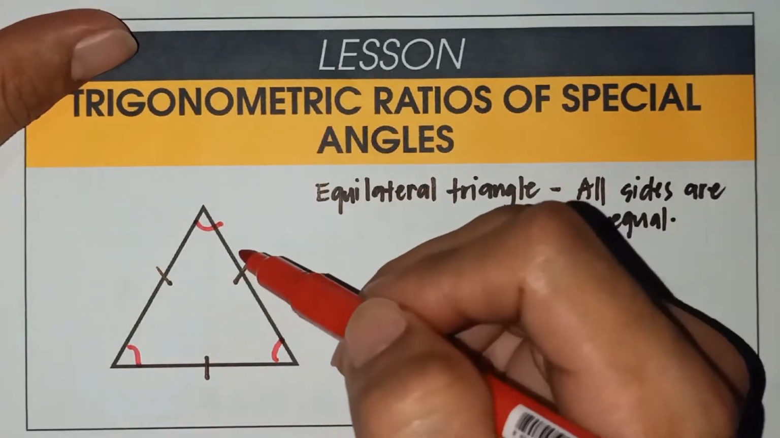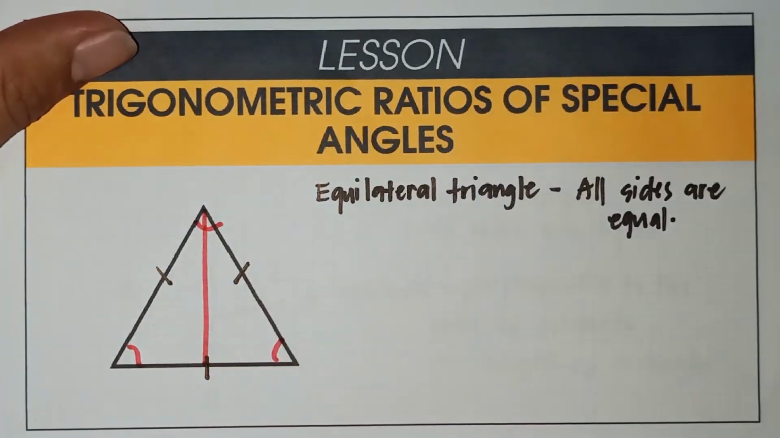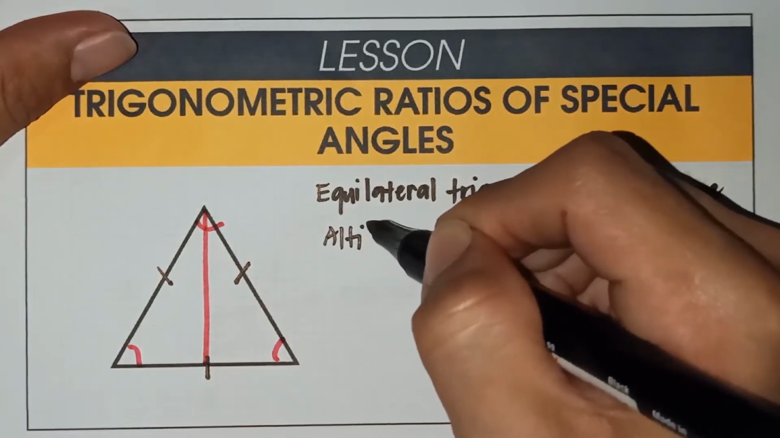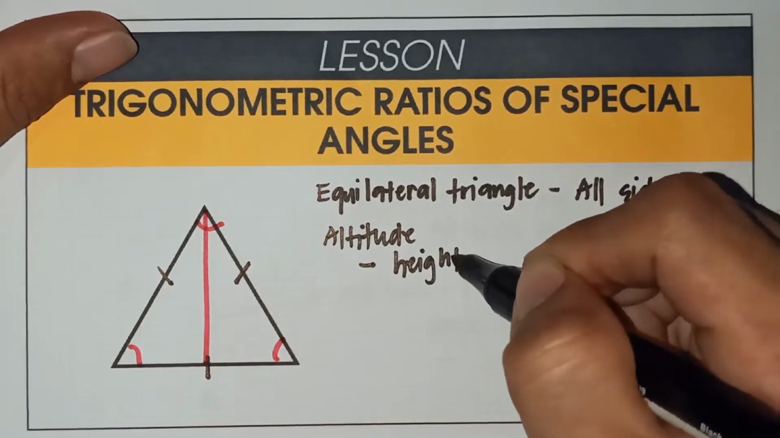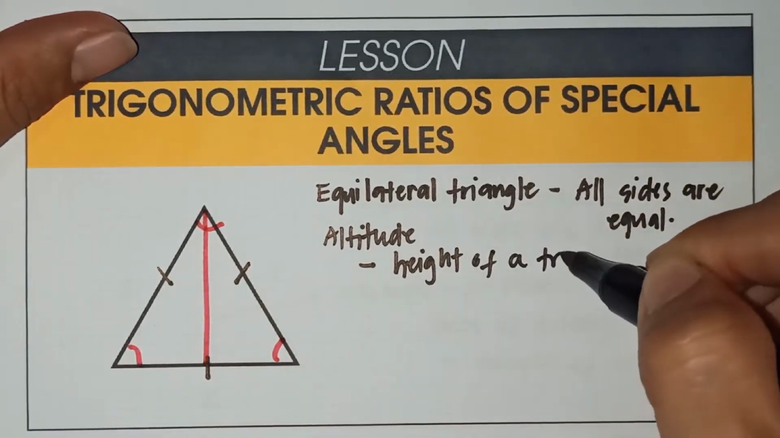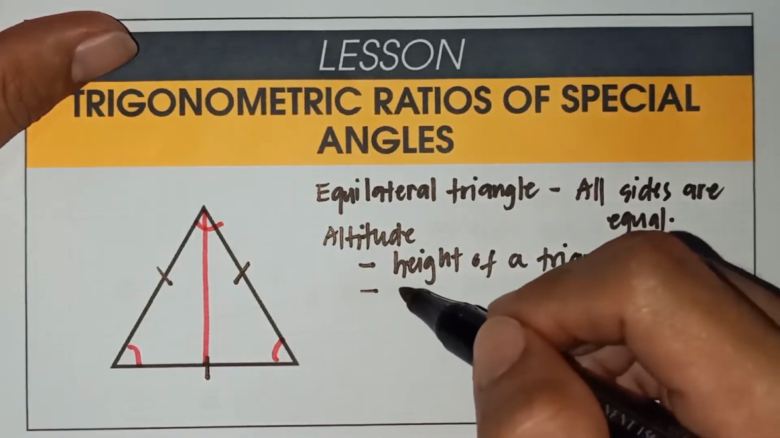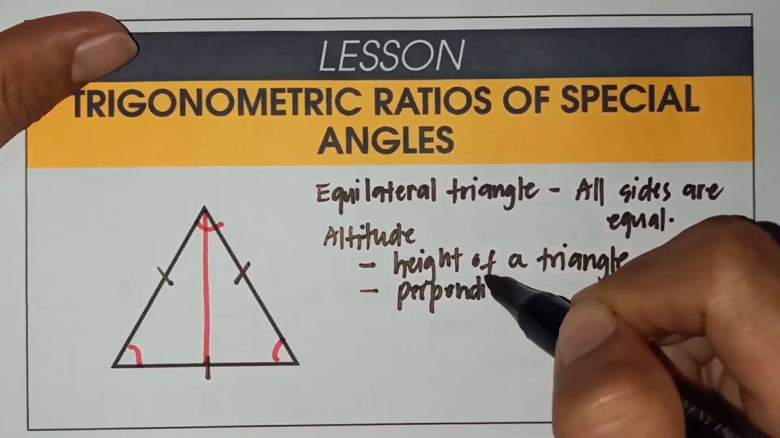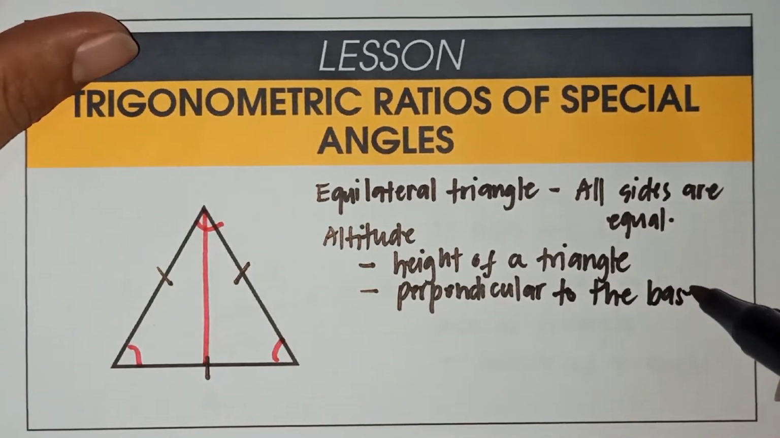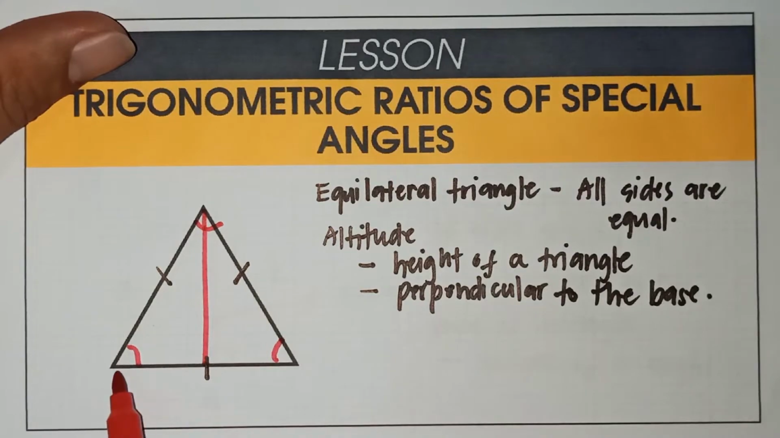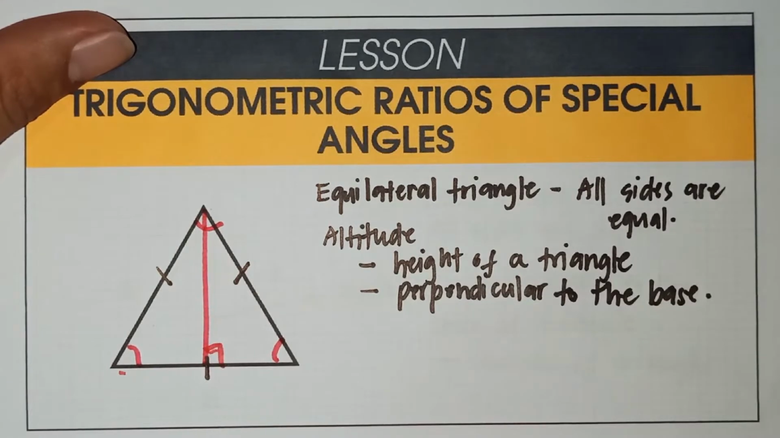Let's draw an altitude of this triangle. An altitude of a triangle is the height of a triangle, and it is perpendicular to the base. This is the base of the triangle, and this is the altitude, so this now is a perpendicular.